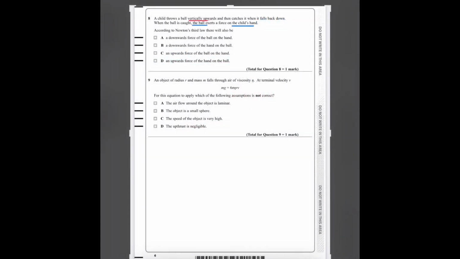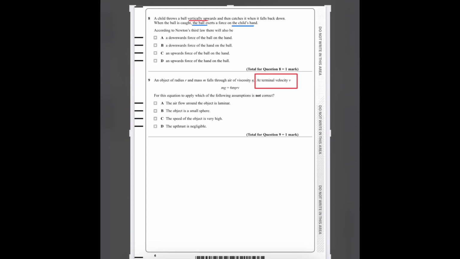Number 9, an object of radius r and mass m falls through air of viscosity n. At terminal velocity mg is equal to 6 pi nrv. So basically at terminal velocity there is constant velocity. Terminal velocity is known as the constant velocity. So at constant velocity, it means that the velocity is not changing with time.